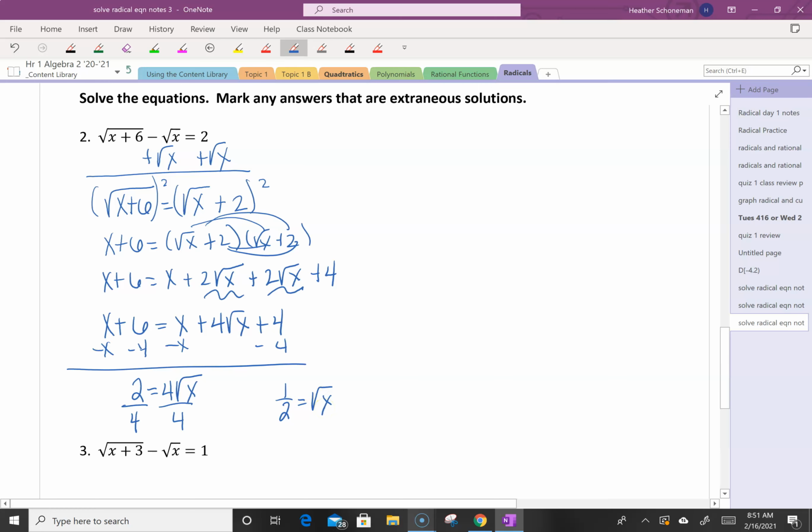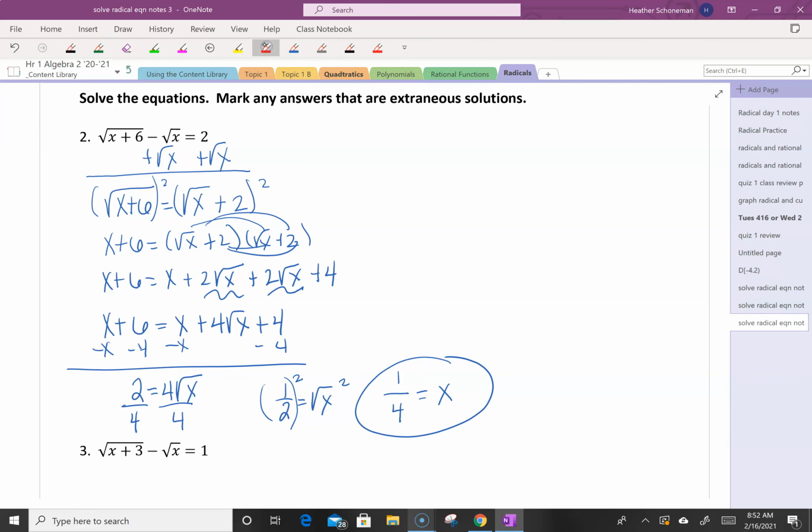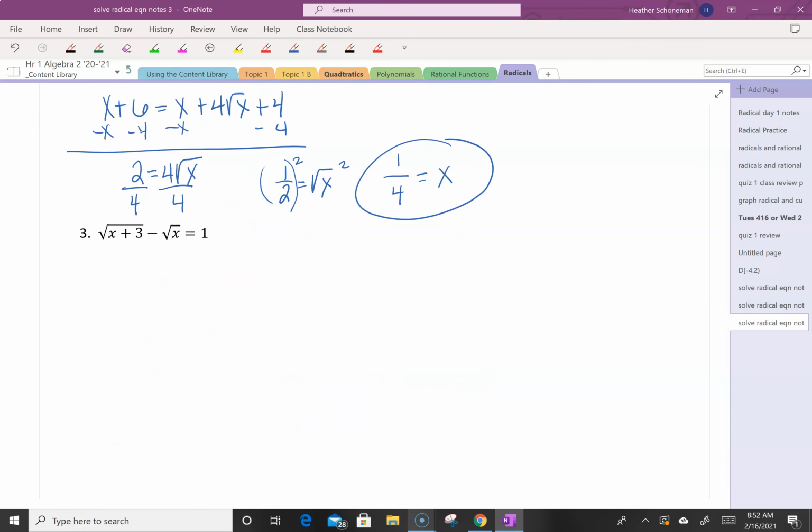All right, now we're ready to solve, so I'm going to square both sides. And when you square the right side, you just get x. When you square a fraction, you have to square the top, which is 1, because 1 squared is 1, and 2 squared is 4. So x is 1/4. Okay, one last one, and then we're done with these notes.